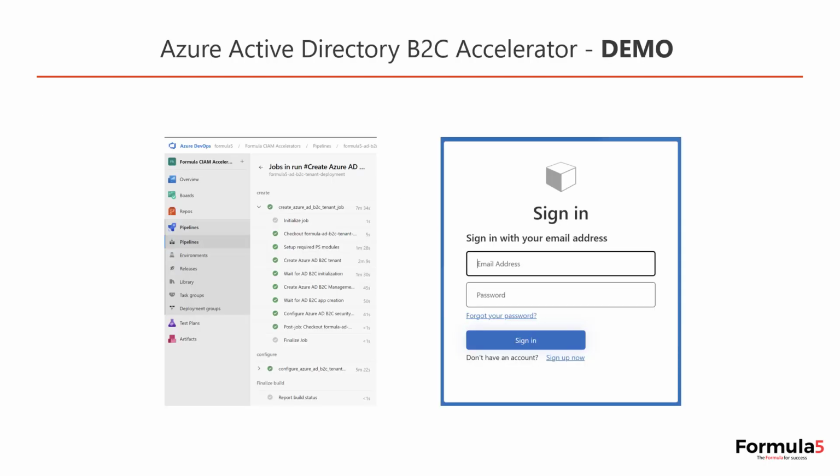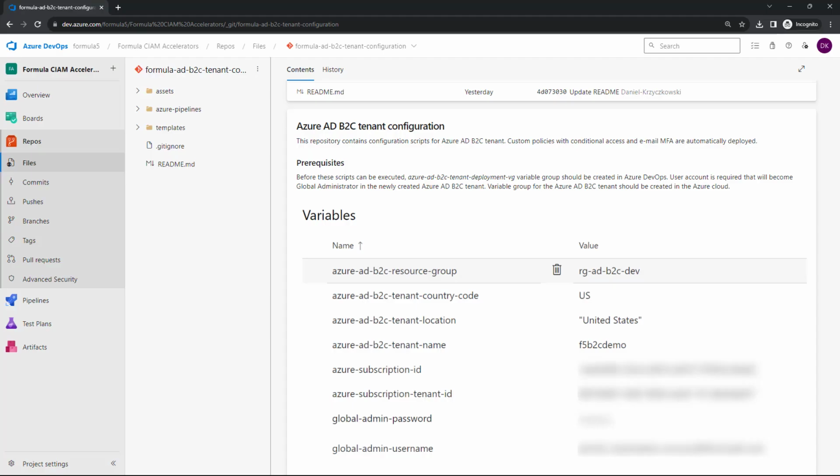Great! That's it about theory. Now it's time to see this accelerator in practice. Here is the project of the accelerator in Azure DevOps and the Git repository where we store all the components like scripts and infrastructure templates for our accelerator. It's worth mentioning that it doesn't have to be Azure DevOps. It can be any other DevOps tool, like GitHub for instance.